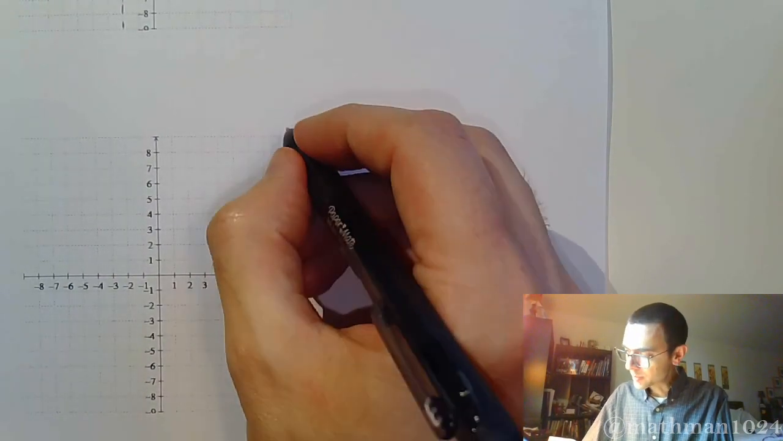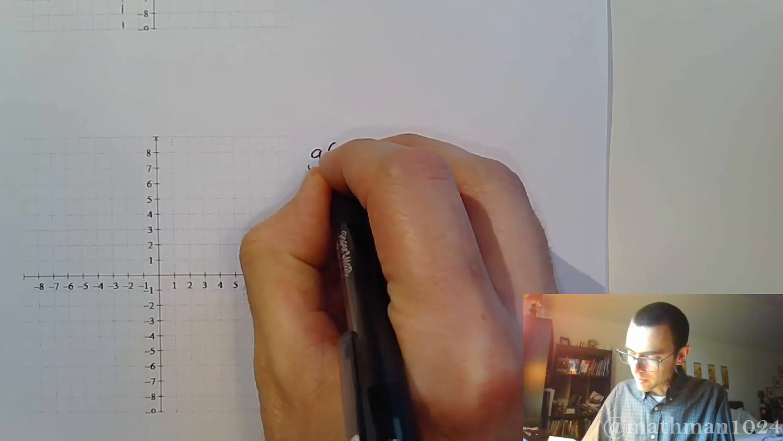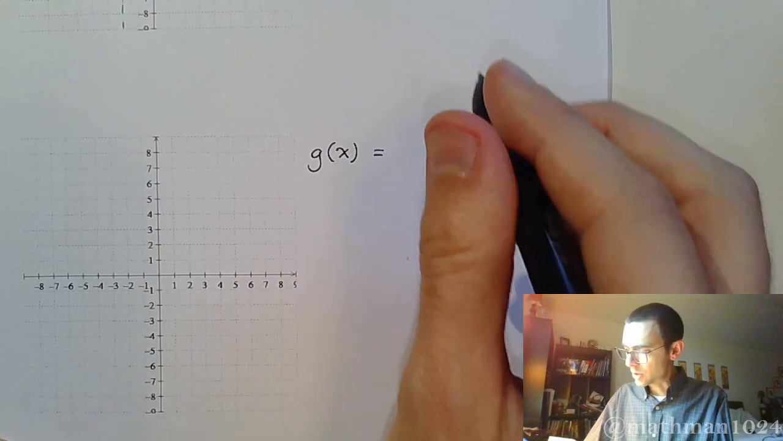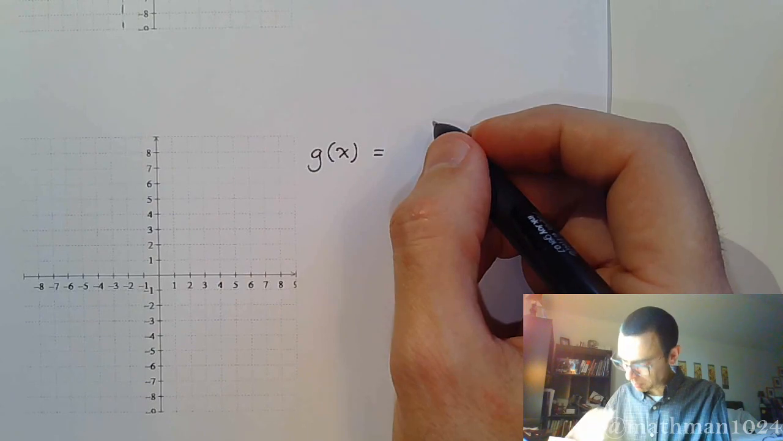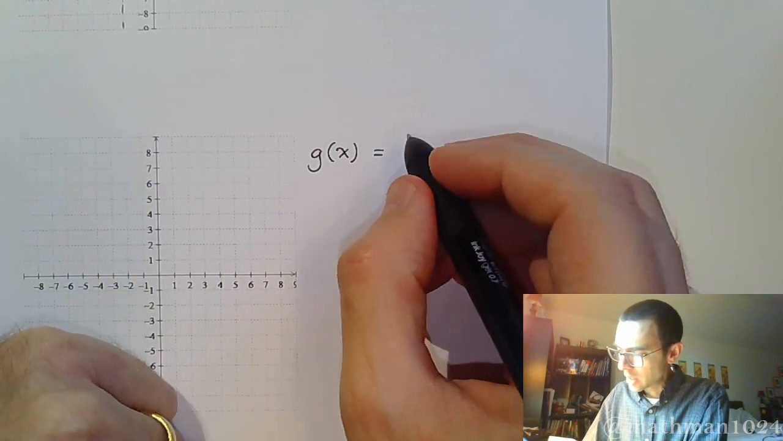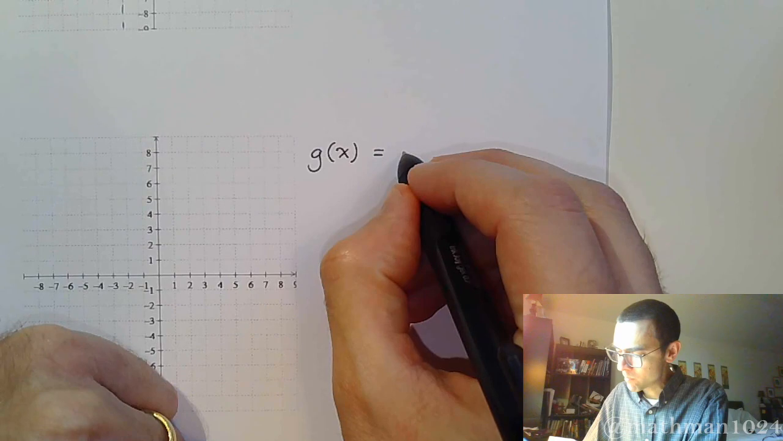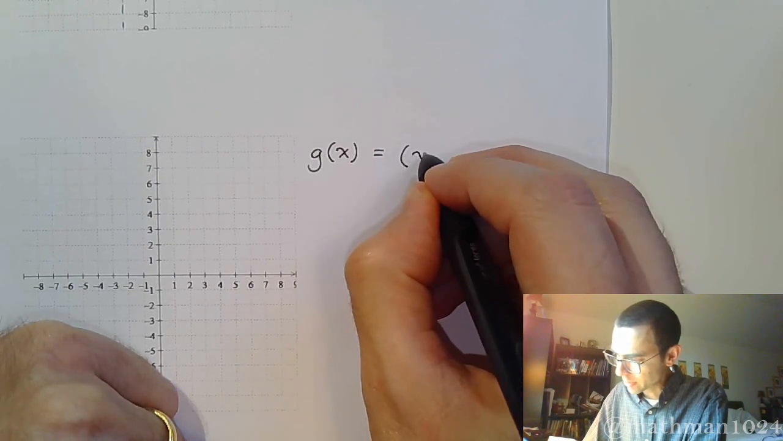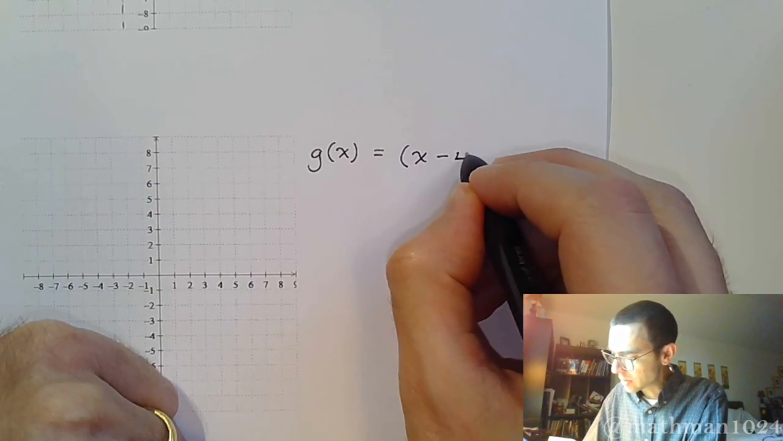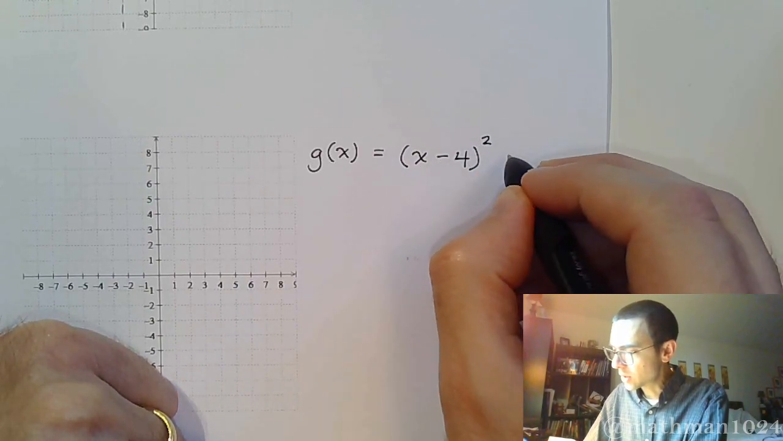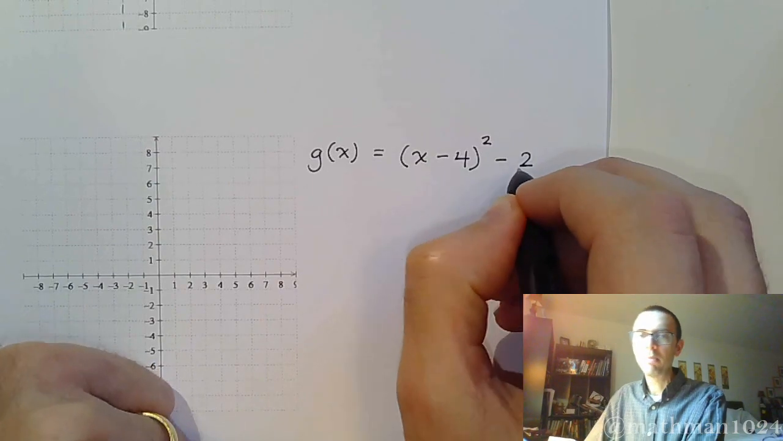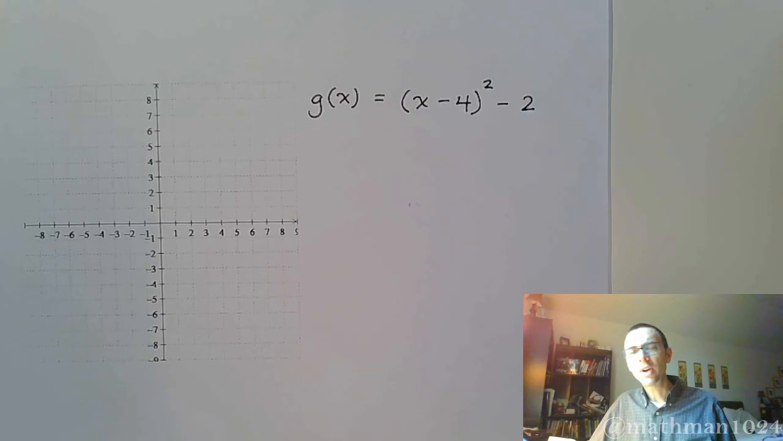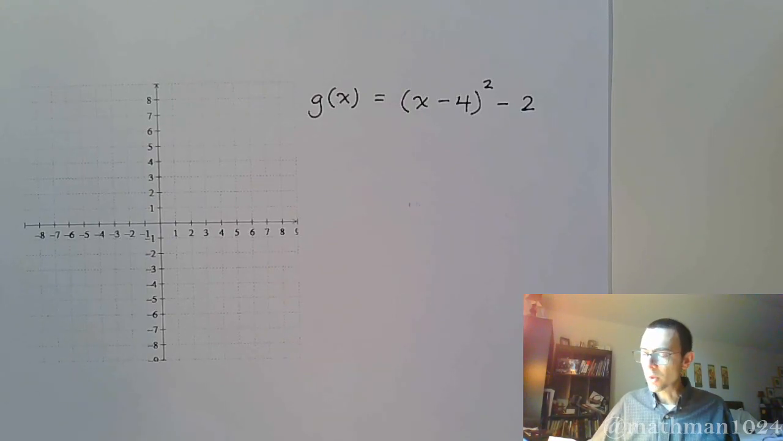To another example. Let's take g of x is equal to x minus 4 quantity squared minus 2. Let's try to figure out everything that we know about this function before we actually go to the graph.